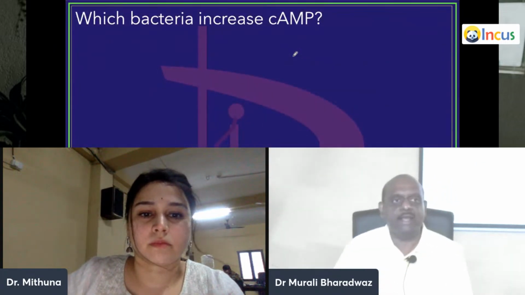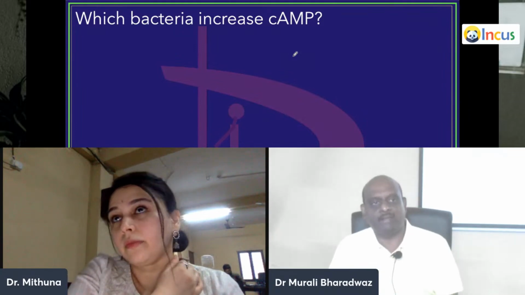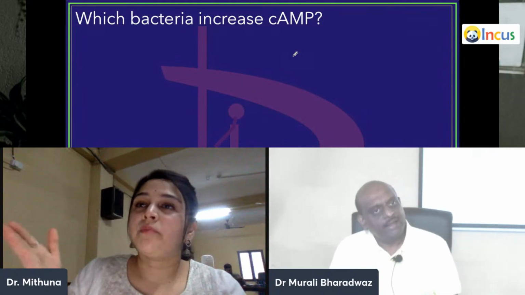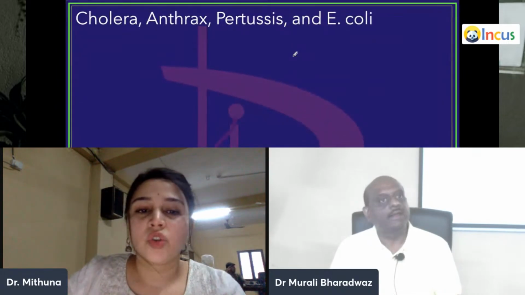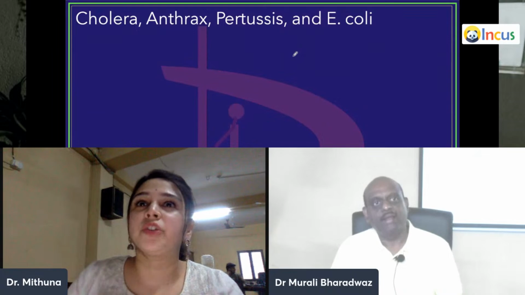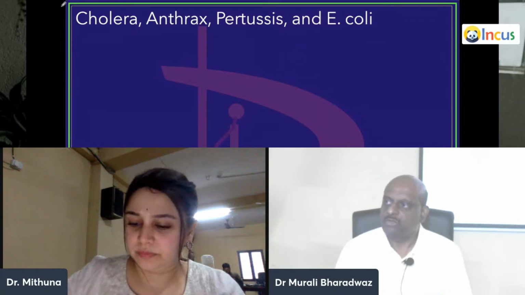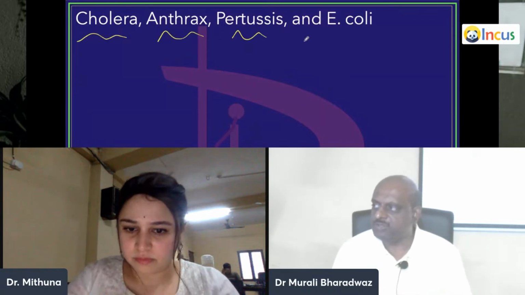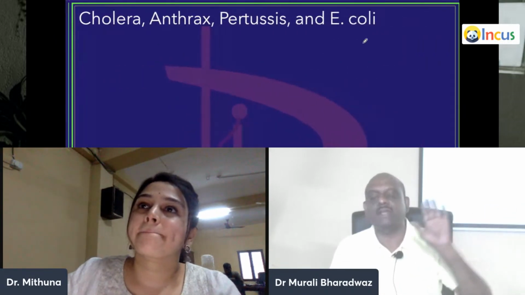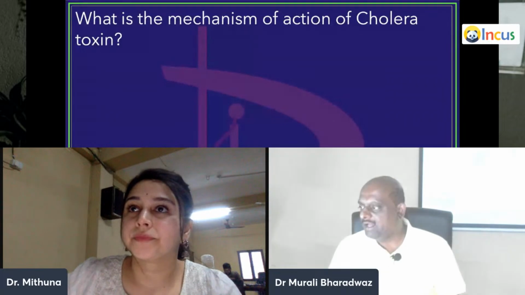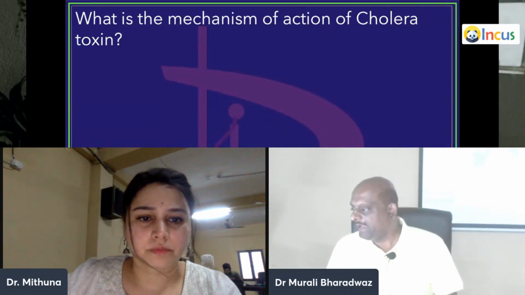Now, which bacteria increase the cyclic AMP? CAMP, CAPE, CAPE. That's how I remember, sir. So it is cholera, anthrax, pertussis, and E. coli. Very good. What is common to all of them is that they all increase cyclic AMP. This is one of the favorite questions of the examiner.